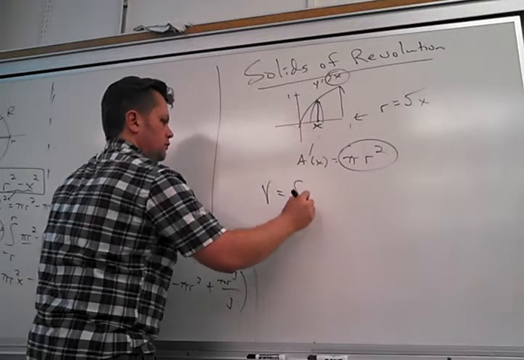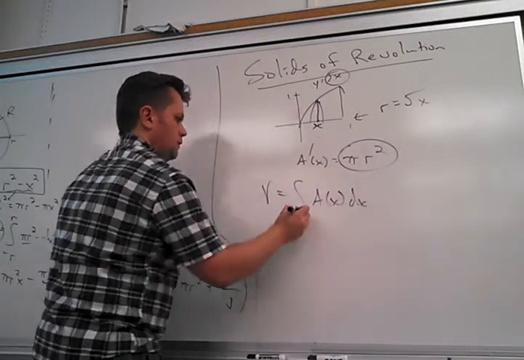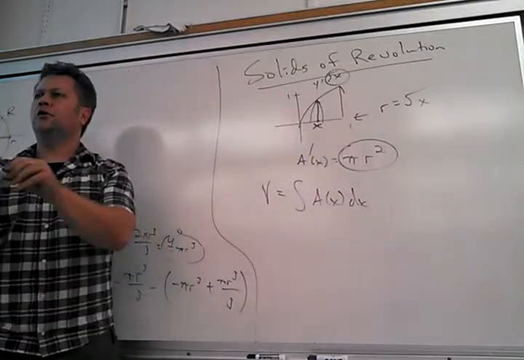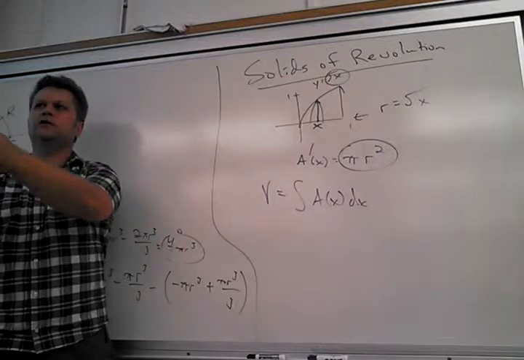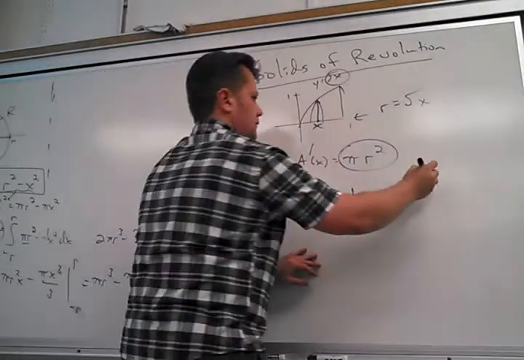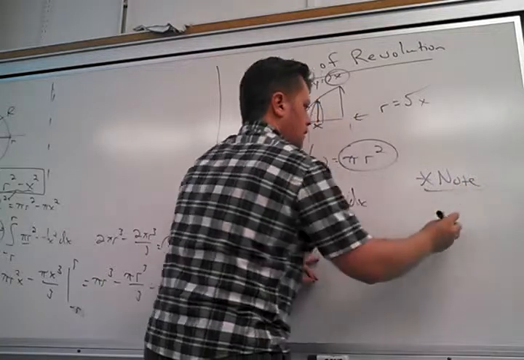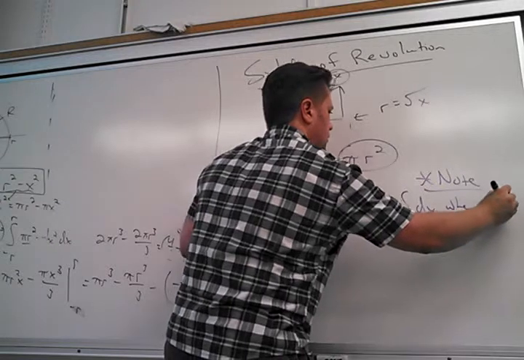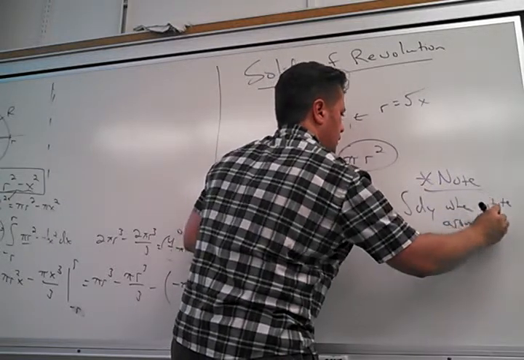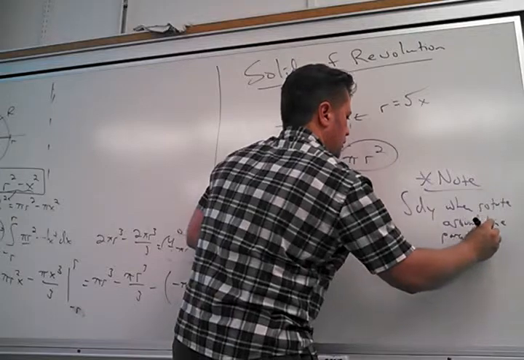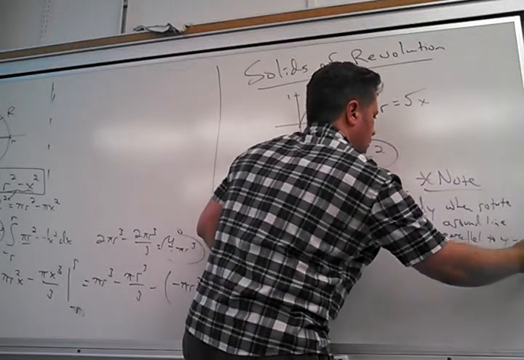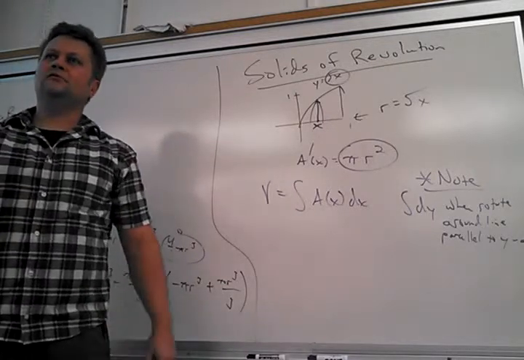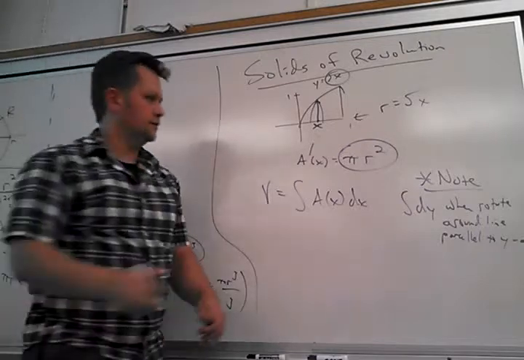The volume is the integral of the areas. And I'll tell you this right now, here's the kind of cool thing, because I was saying earlier about the x and the y. Sometimes you have to do dx, sometimes you have to do dy. This is a definite note. You do dy when you rotate around a line parallel to the y-axis. So, incredibly enough, you do integral dx when you rotate around a line parallel to the x-axis.